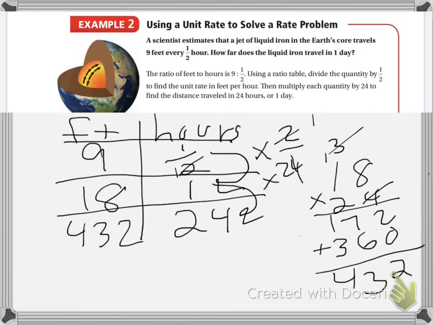So what I did is I just took my 9 feet in a half an hour to my unit of 1 hour, and then I took it up to my 24 hours for 1 day to get my final answer. If I look back here at the question, how far does the liquid iron travel in 1 day? I would get 432, and I'd label that feet.